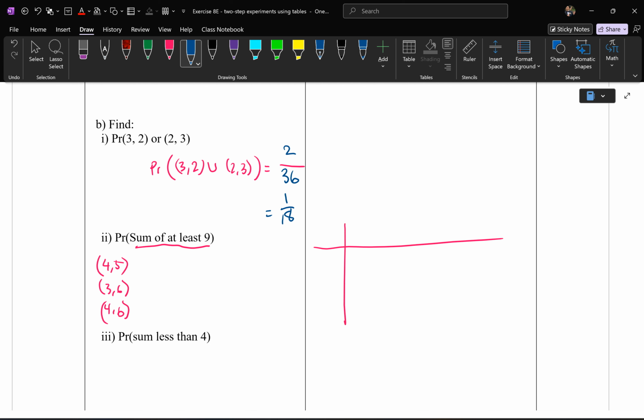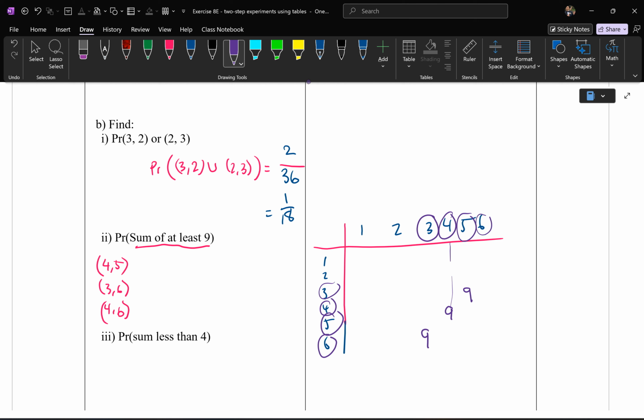So it's 1, 2, 3, 4, 5, 6, and 1, 2, 3, 4, 5, and 6. And hopefully you realize that the smallest number to get a 9 was 3 and a 6. So 3, 6 is 9 here. 4 and 5 would have given you a 9 here. And then 4 and 5 would have given you a 9 here. And then 3 and 6 would have given you a 9 here. So what you see is this section onwards will give you 9 and more.